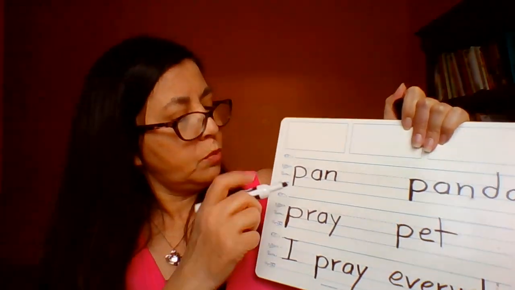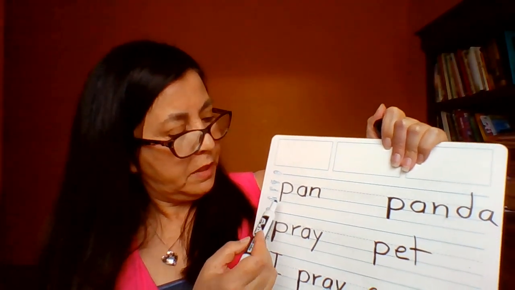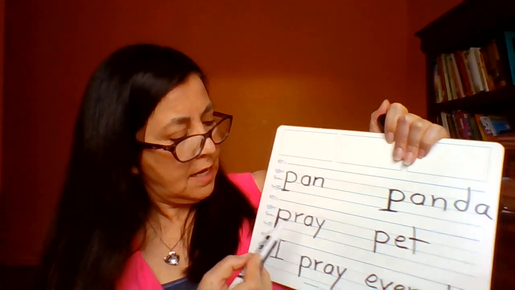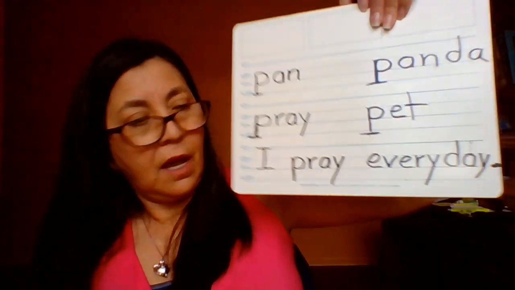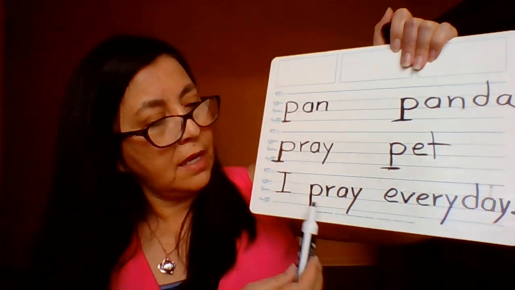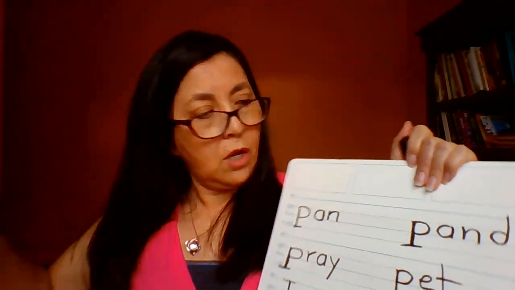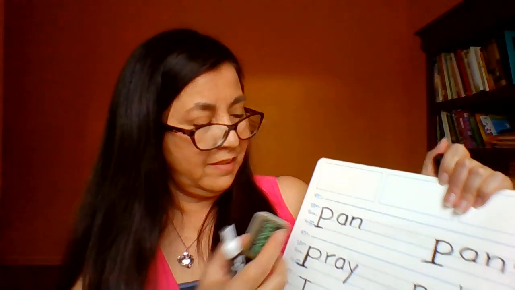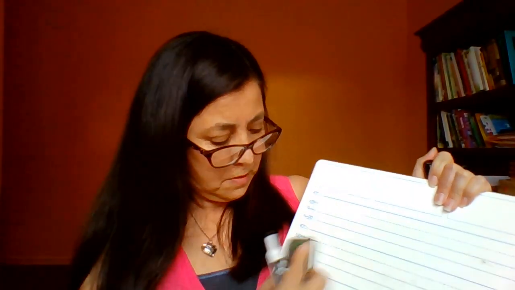Okay, so let's review this one. So words that begin with the letter P. Pan, panda, pray, pet. And our sentence is, I pray every day. Okay, good job. You can write any sentence that you want after the video with your parents to practice this. Okay, erase your whiteboard. Oh yeah, I forgot to click my marker. It's gonna get dry.